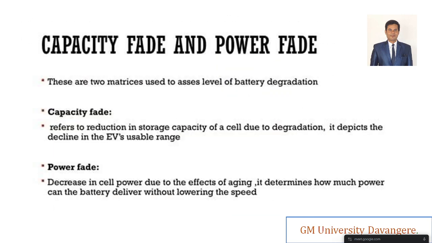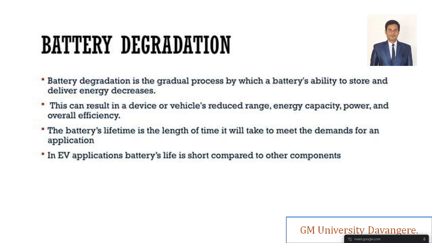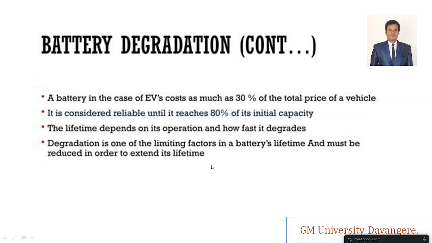So degradation, as I told, has many causes. It is a gradual process by which a battery's ability to store and deliver energy decreases, right? Due to the natural process, it is not able to store as much and not able to deliver the energy. And the lifetime depends on the operation and how fast it will degrade. The lifetime of the batteries also depends on this, right?